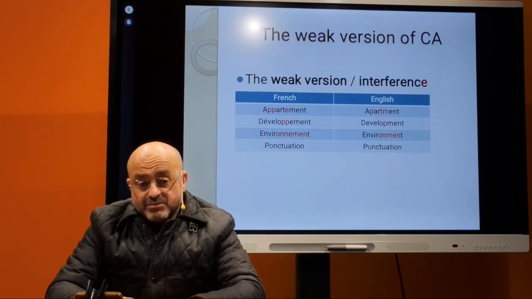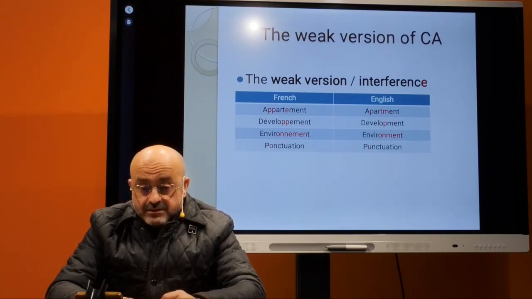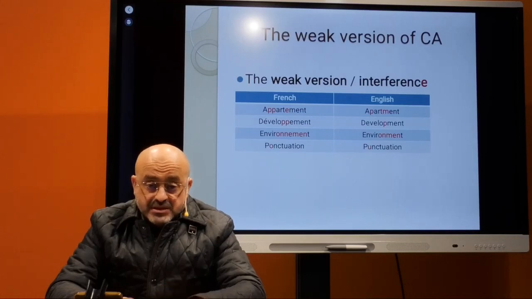And here I have an example of the French word appartement, and you see that appartement is written with a double P, and there is an E after the T, whereas in English, apartment, when you hear it at the very beginning, you may think that it is written the same way, but again, in the English word, it's one P and no E after the T.